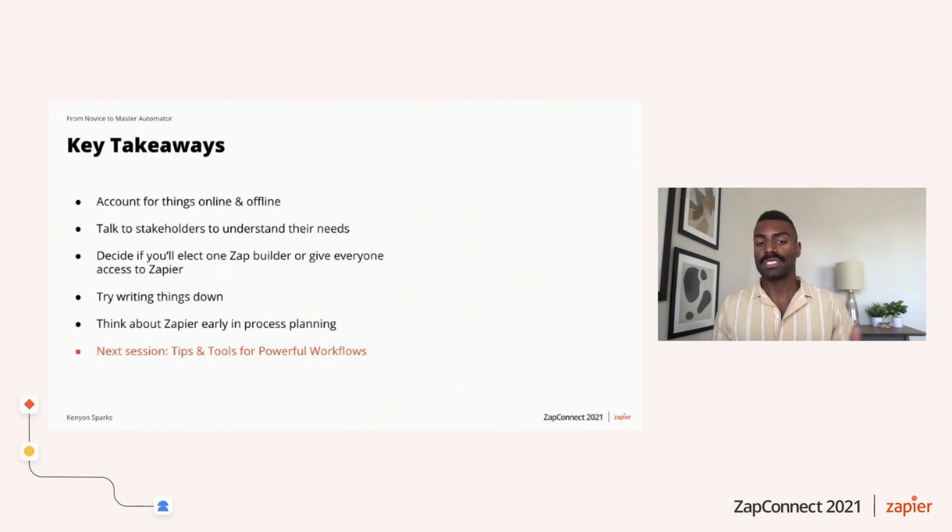As a company, decide if you'll elect one person to manage Zapier or give each person on the team direct access. If it's helpful, write things down. It can be a powerful way to brainstorm. Think about Zapier early when planning out new processes. If you're interested in learning more about the practical aspects of implementing Zap systems, I'd recommend attending the next session, Tips and Tools for Powerful Workflows. There, my colleague Caleb will run through some of the best features and apps to use to build more powerful workflows.